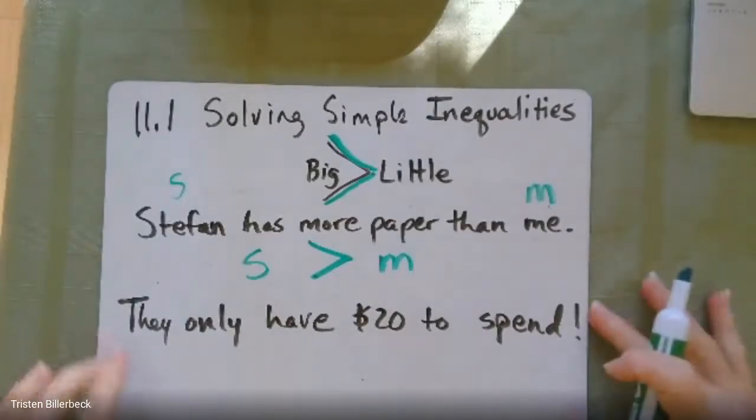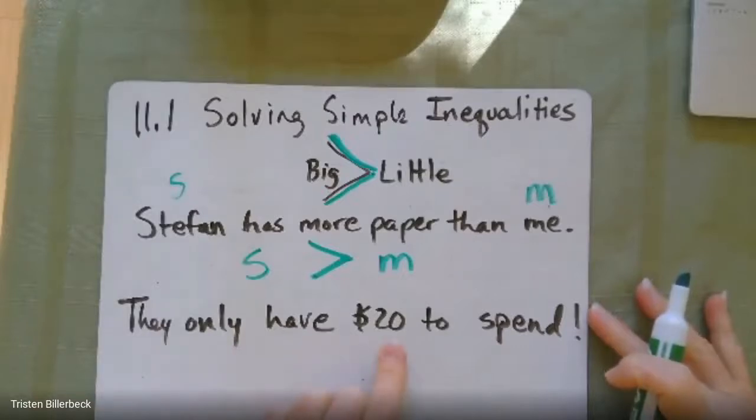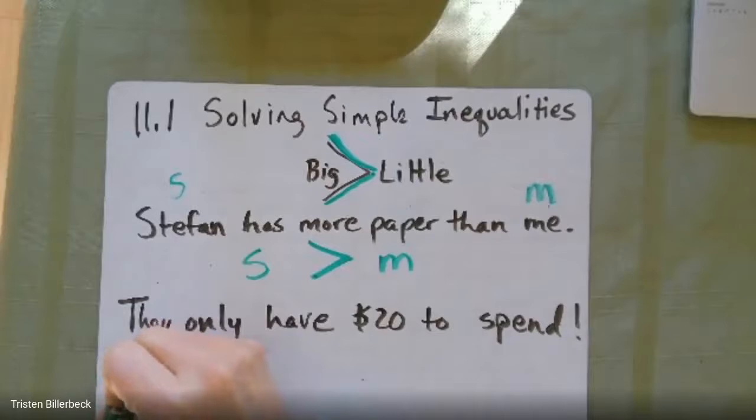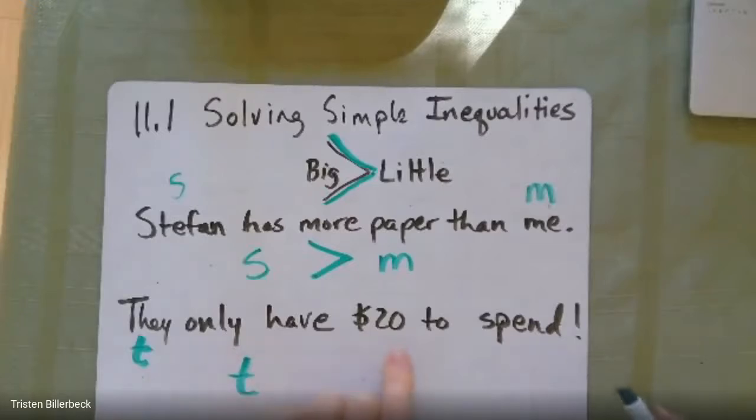Now let's look at this. They only have $20 to spend. So the they is going to be T. So T, and they only have $20. So let's put $20 here and decide what to do. Now, can they spend $20? Absolutely. So we can put an equal sign there.